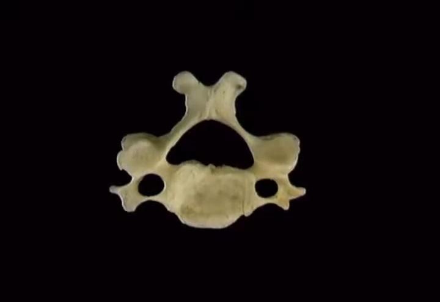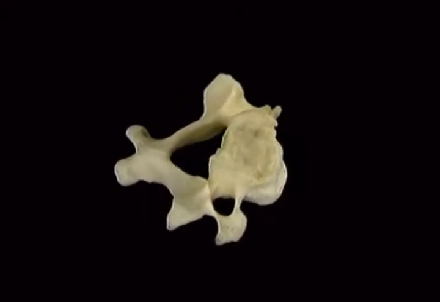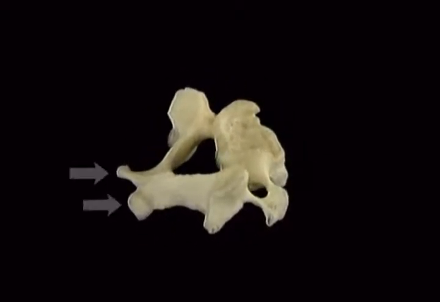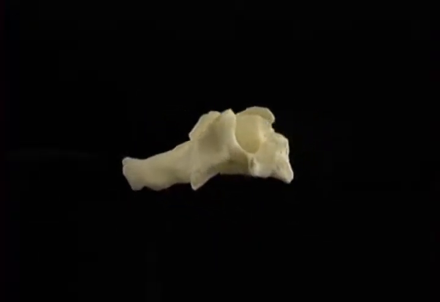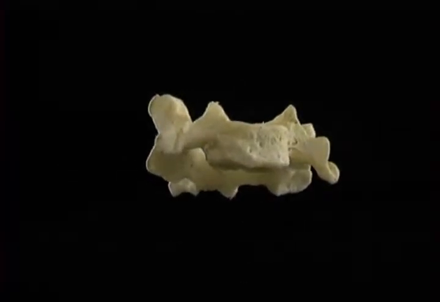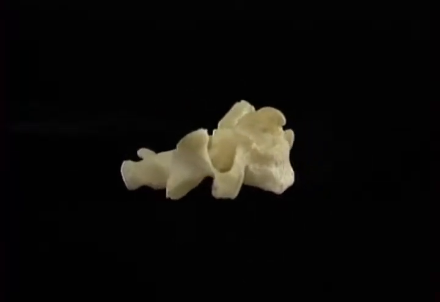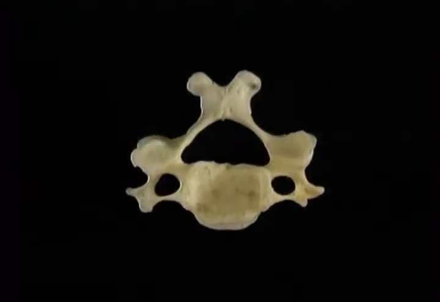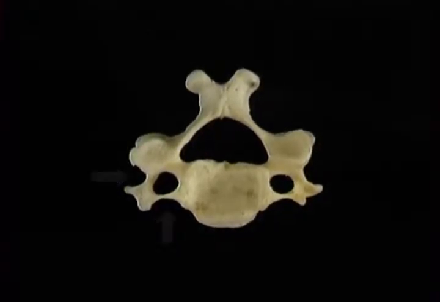The neural arch is formed mainly by the 2 straight laminae. The pedicles are very short. The spinous process is short and ends in a double point. The upper articular facets face upward and inward. The lower ones face downward and forward. The mass of bone between the articular facets is called the articular pillar. The transverse processes arise from the side of the body and also from here on the articular pillar.